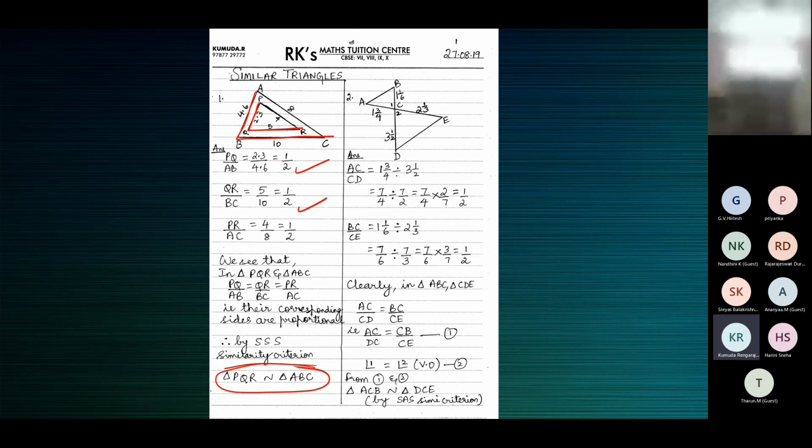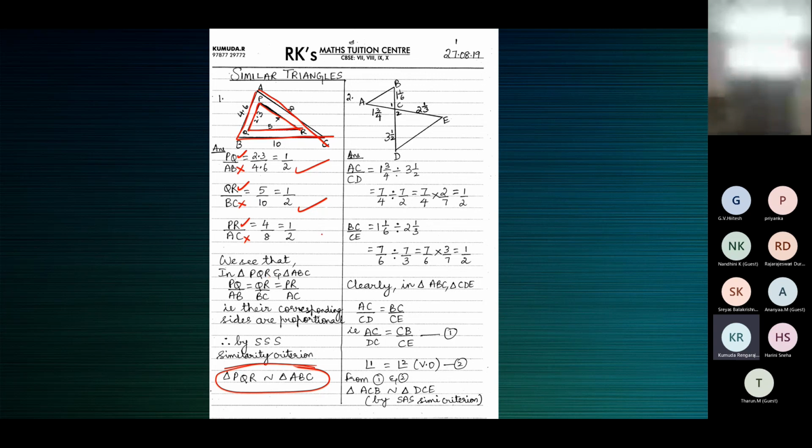Did I say 1.2 here by mistake? I don't know. 1 by 2. 2.3 by 4.6, 1 by 2, 5 by 10, 1 by 2. Then find the ratio PR by AC, 4 by 8, 1 by 2. So you can see in the numerator, PQ, QR, PR are the sides of the inner triangle PQR, and the denominator AB, BC, AC are the corresponding sides of the outer triangle ABC.